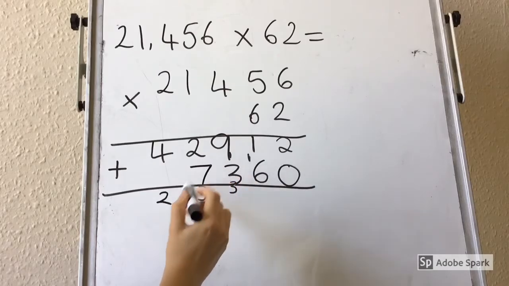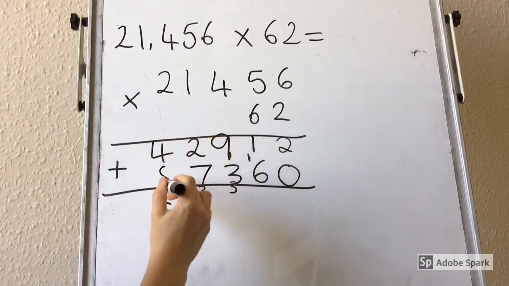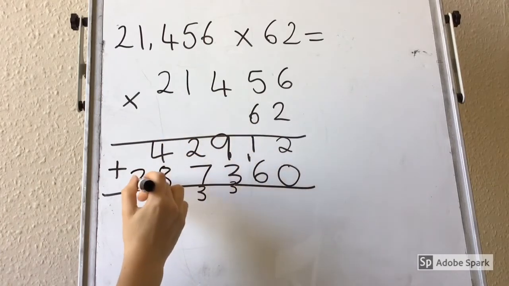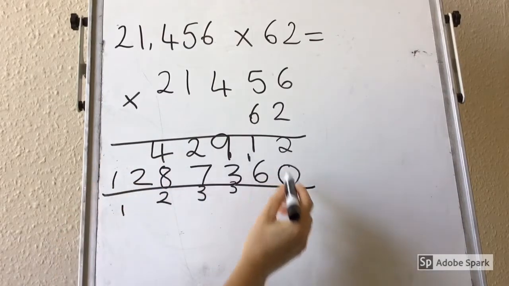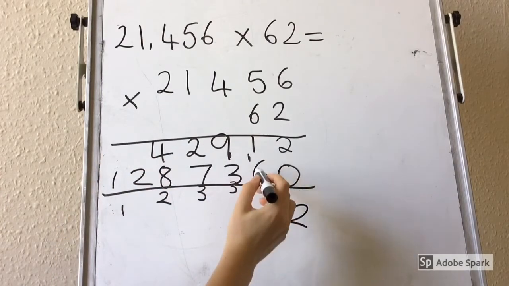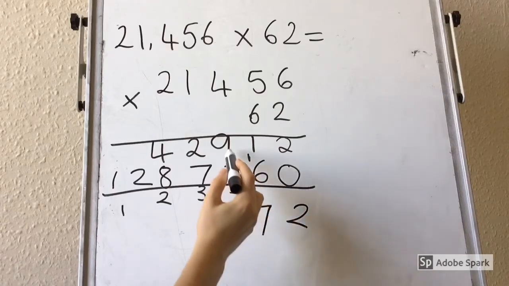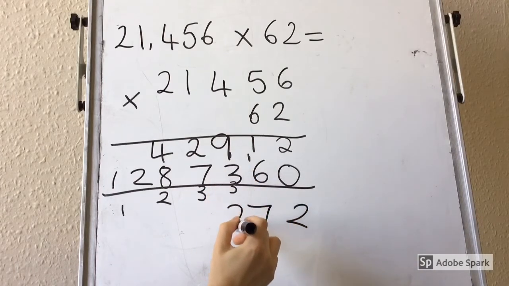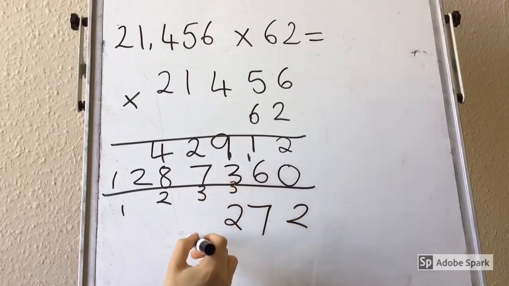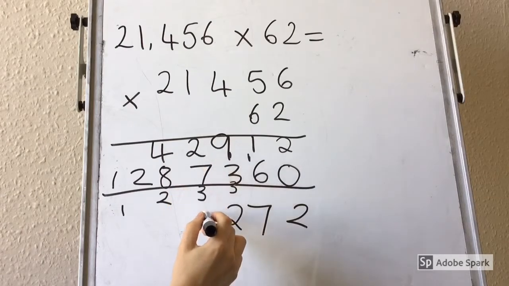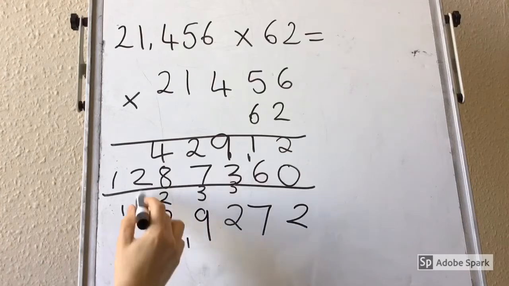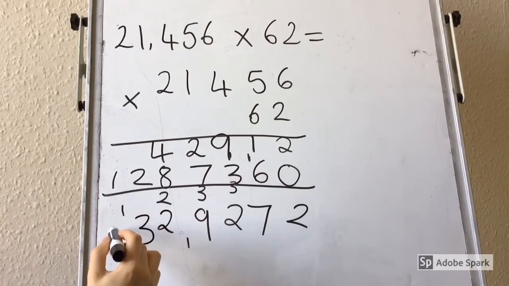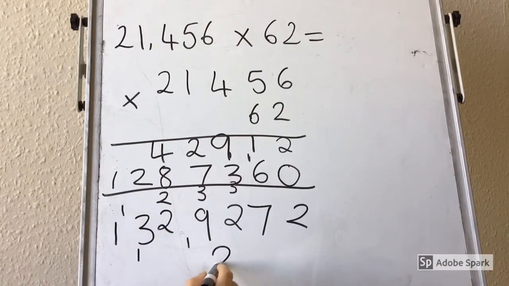Hopefully you got 42,912 on your top row and 1,287,360 on your second row. Step 3, adding them together. 2 plus 0 is 2, 1 plus 6 is 7, 9 plus 3 is 12, carry over the 1. 2 plus 7 is 9, 4 plus 8 is 12, carry the 1, 2 plus 1 is 3, and 0 plus 1 is 1. Is this correct?